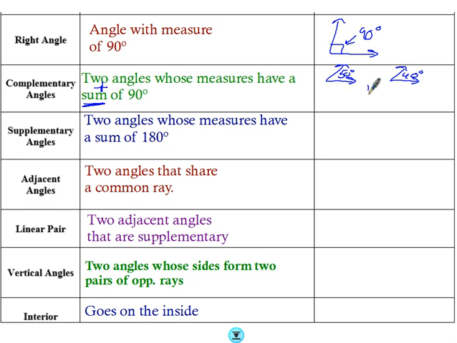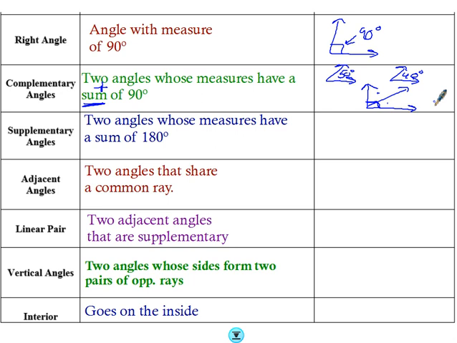Or you could have something like this, where I don't know the measures of these two angles, but I know that this big angle here is 90 degrees. So these two little angles, this one and this one, should add up to equal 90 degrees.